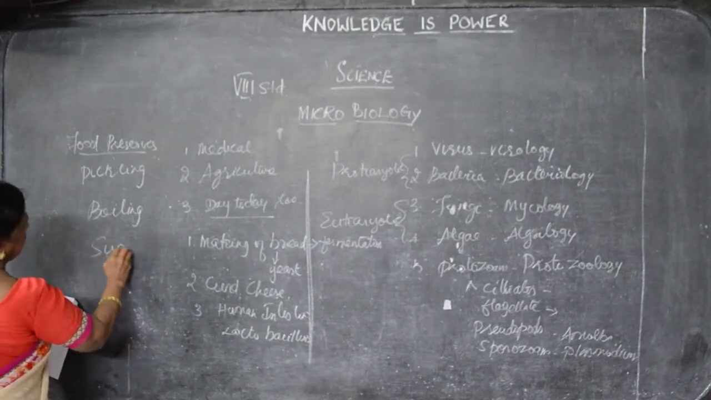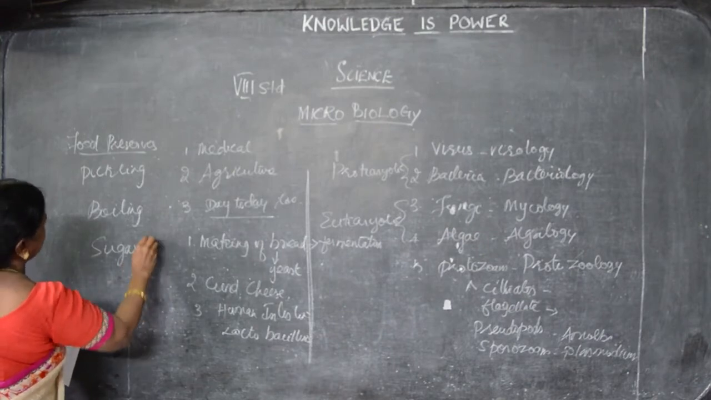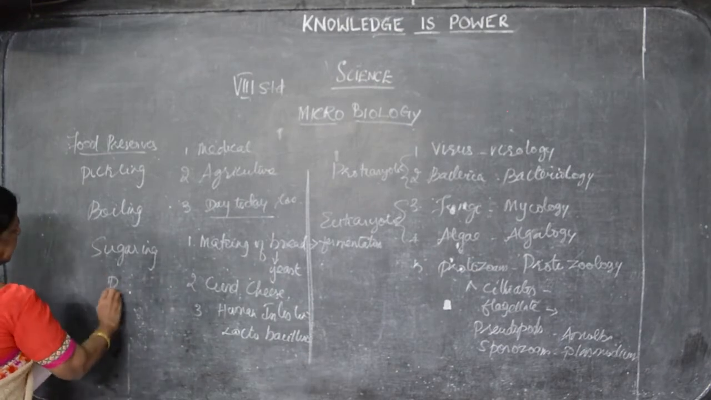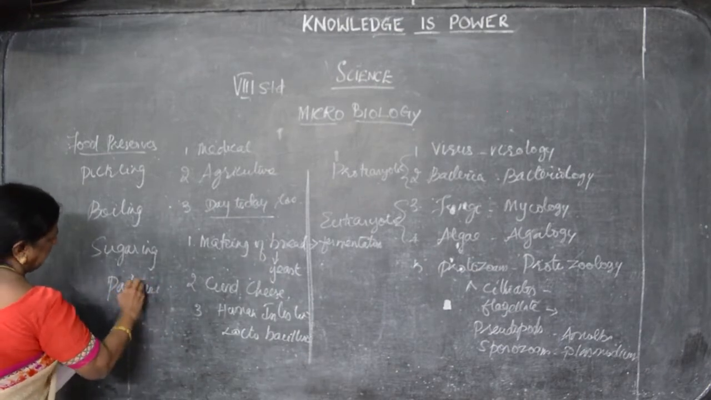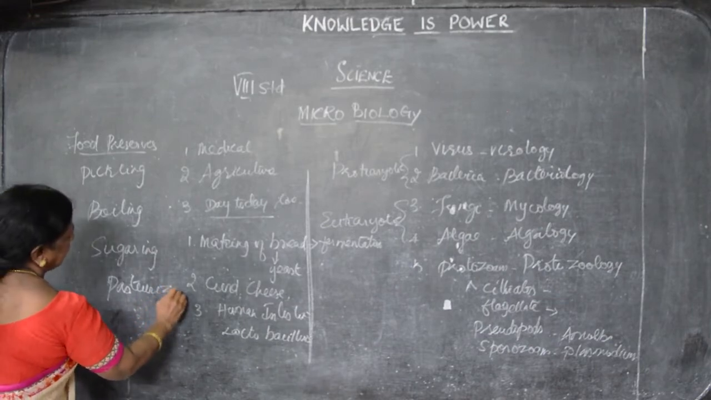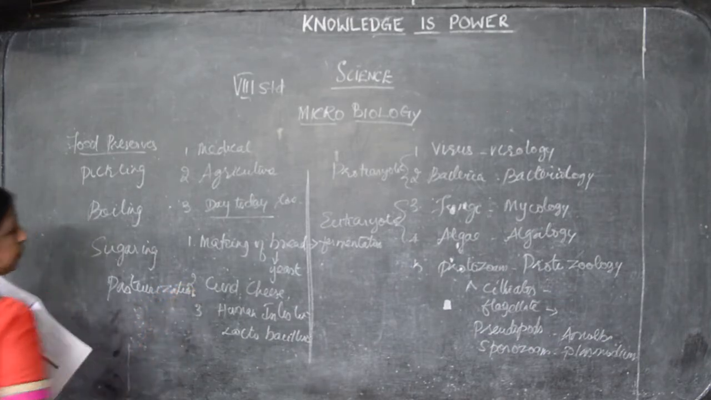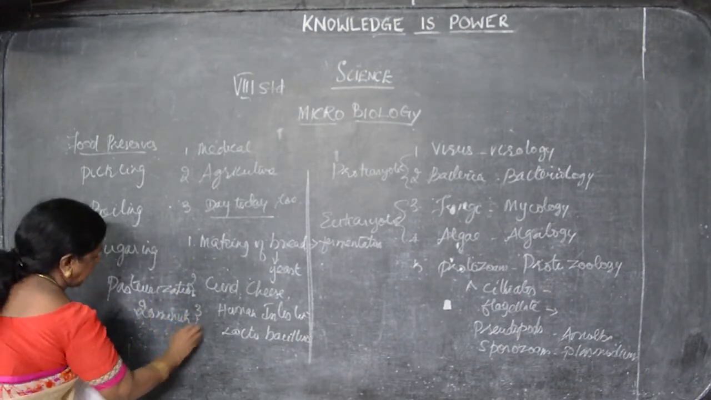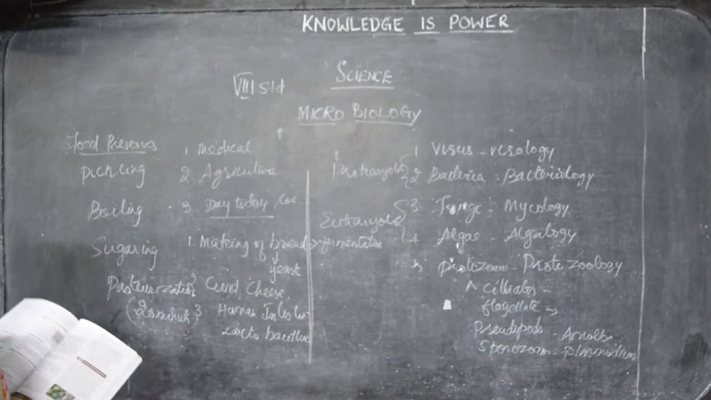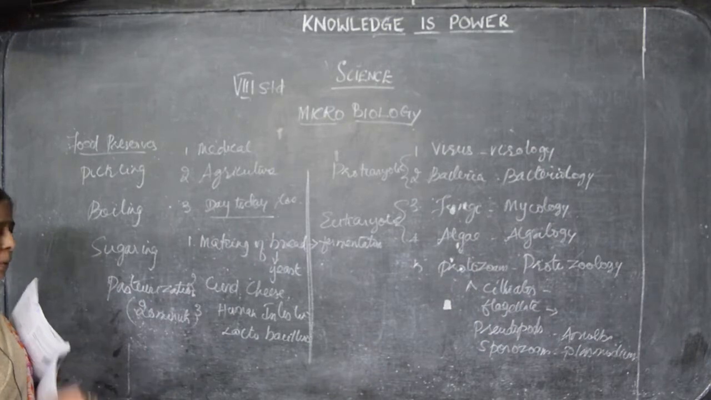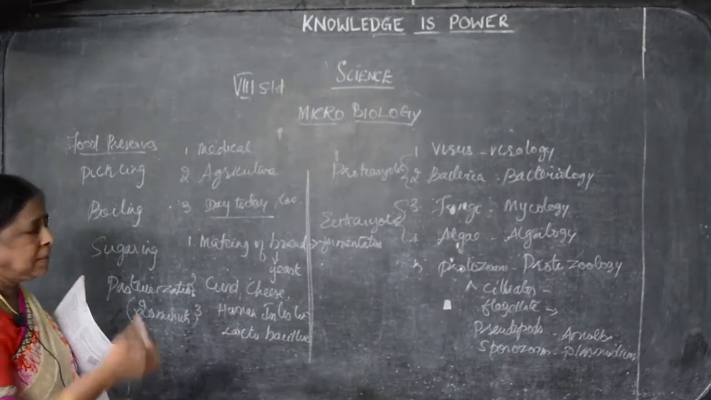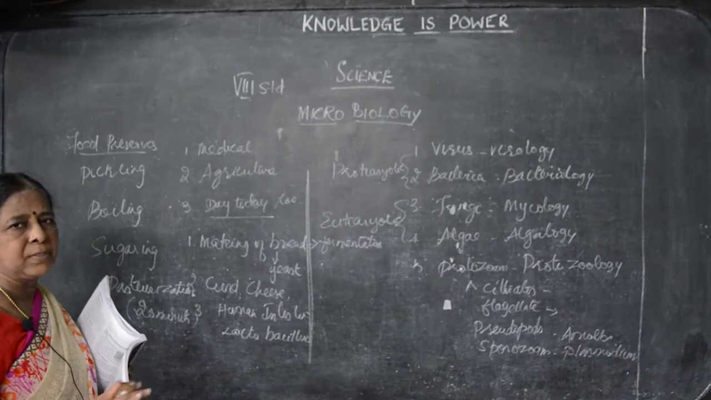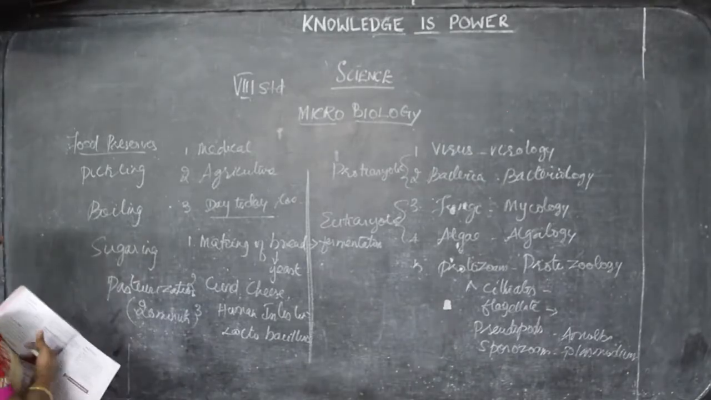Sugaring: adding sugars to food products can make it preserved. And a modern technique is pasteurization. What is pasteurization? That is boiling milk continuously for 20 minutes, and the inner microbes are destroyed by the boiling. This is known as pasteurization. Then we cool it and freeze it. This is known as what? Pasteurization.